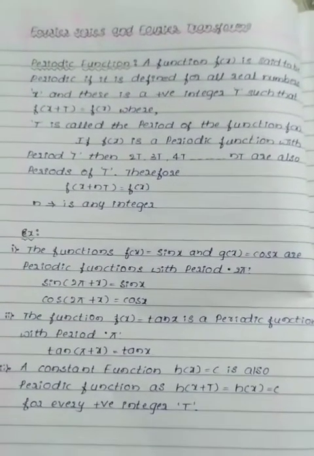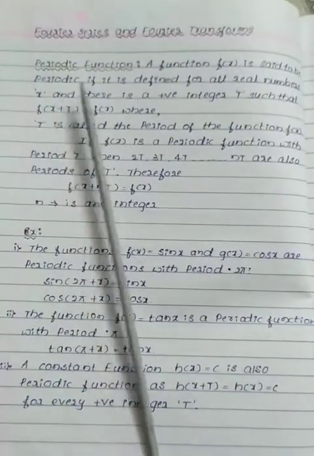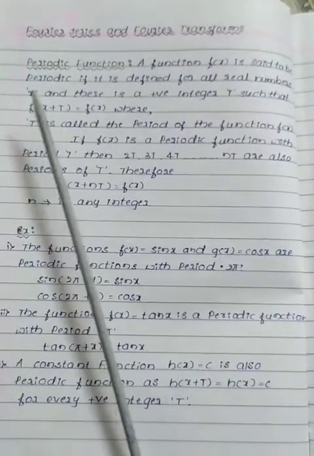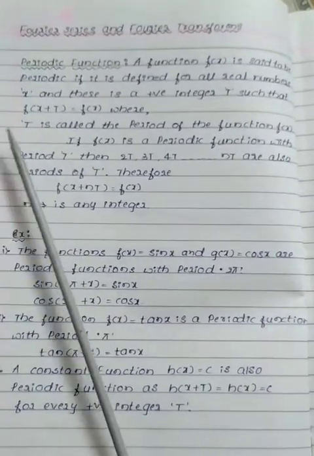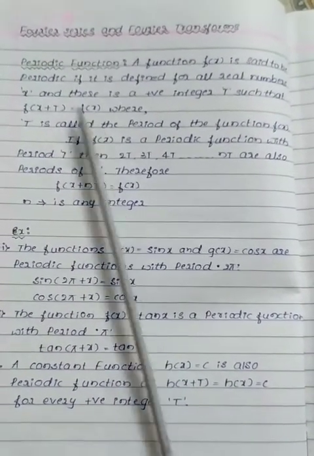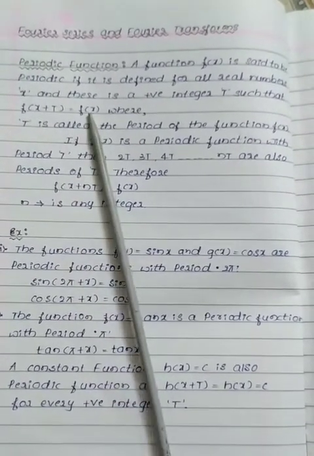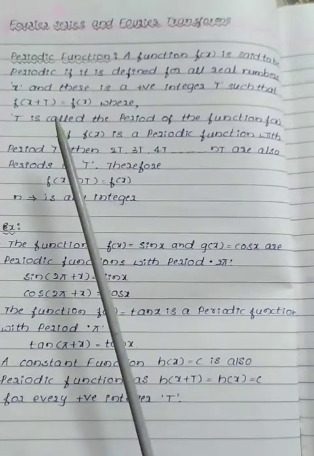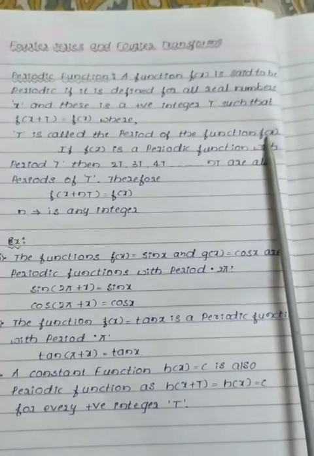Okay, what is a periodic function? A function f of x is said to be periodic if it is defined for all real numbers x and there is a positive number T such that f of x plus T is equal to f of x. That means if we add the time period T, we get that function once again. That type of function is said to be a periodic function. Okay. See, T is called the period of the function f of x.